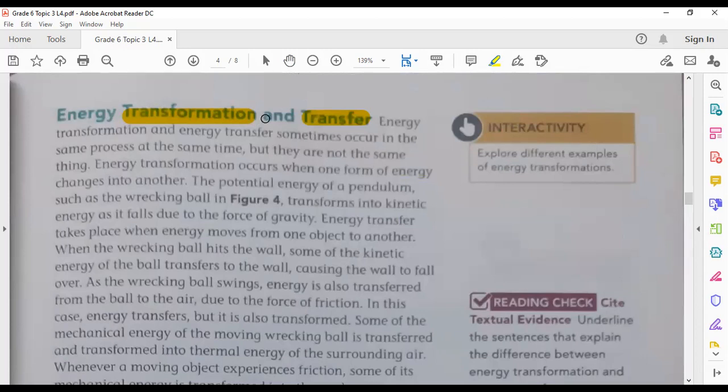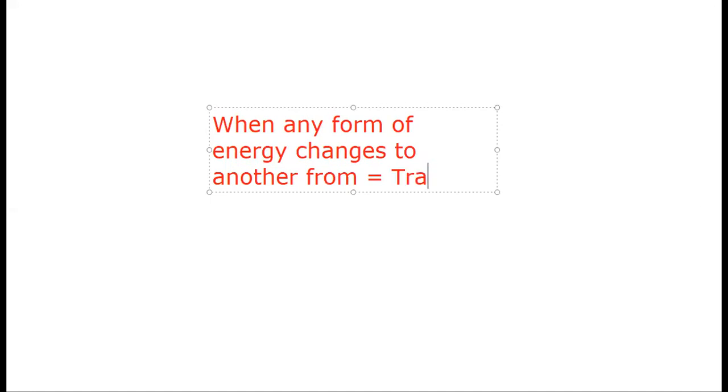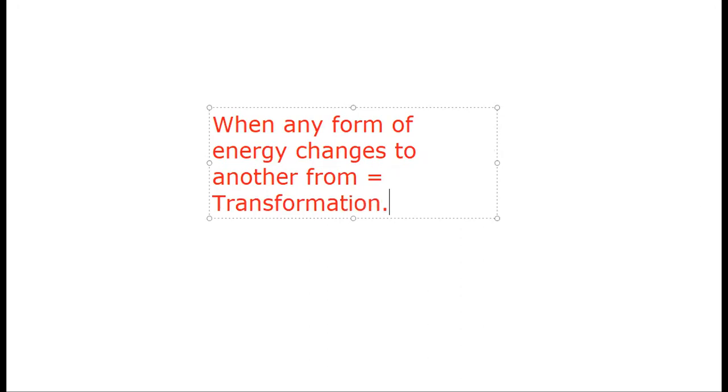Okay, look. When any form of energy changes to another form, what do we call this? It is called transformation. Example: when chemical energy in the food changes to heat energy or to kinetic, this is called a transformation. When potential energy changes to kinetic, it's a transformation. So it's not only between kinetic and potential. When any form of energy changes to another form, this process is called transformation.